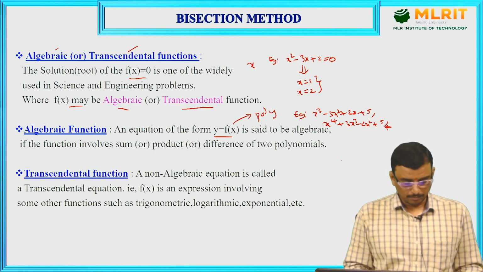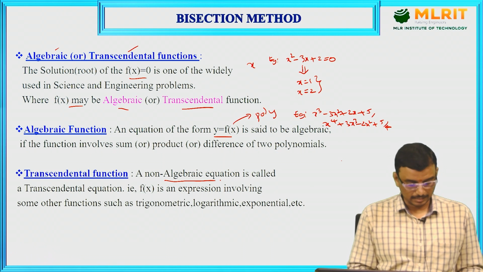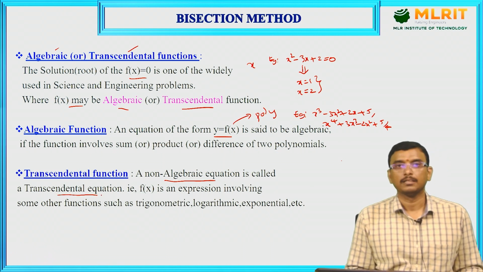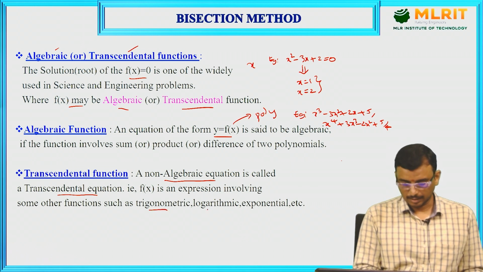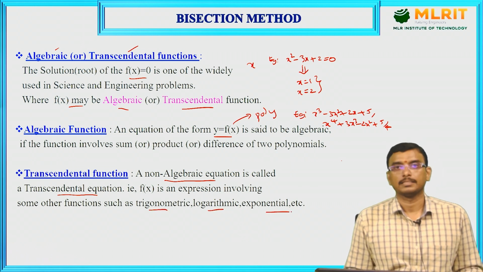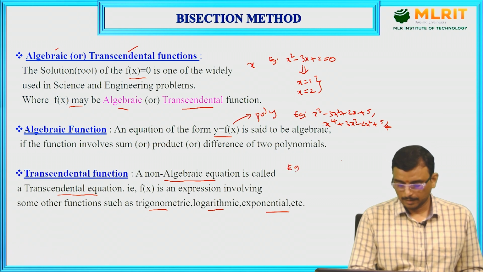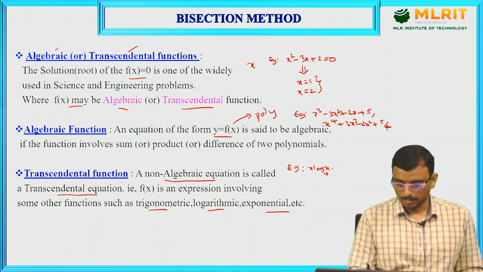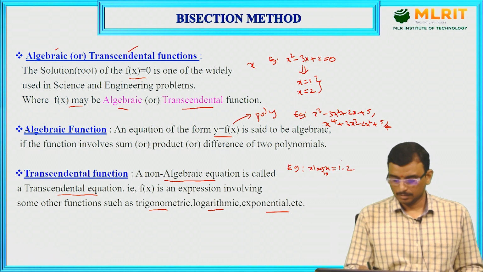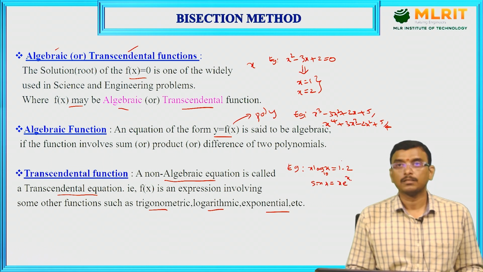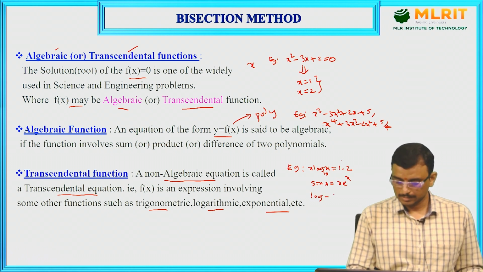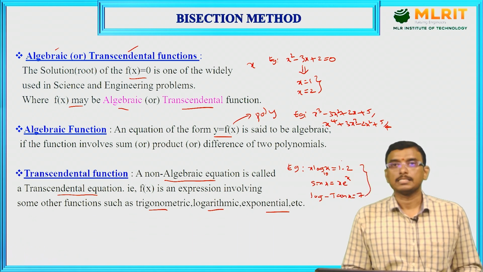And a transcendental function, a non-algebraic equation, is called a transcendental equation, that is, a function involving trigonometric, logarithmic, exponential terms, etc. So, for example, x log x base 10 is equal to 1.2, or sin x is equal to x into e power x, or log x minus tan x is equal to 7. So, these are all transcendental functions.